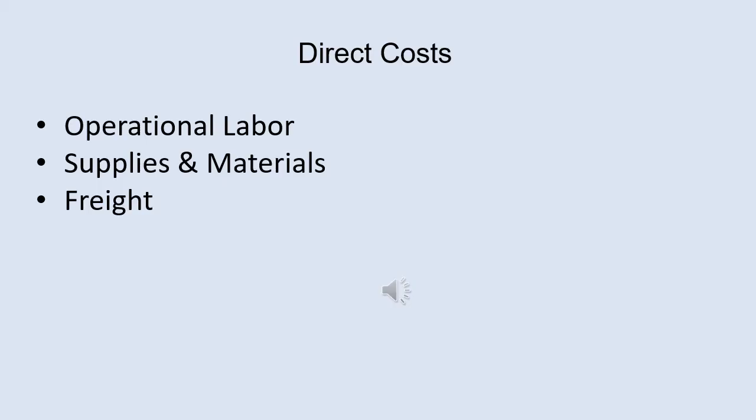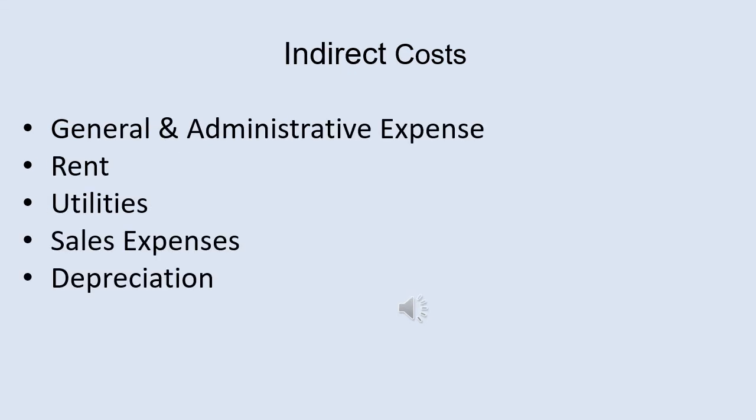Costs that can be easily and accurately traced to a cost object are known as direct costs. Some examples are operational labor, supplies and material, and freight. When you think about a direct cost, it's anything that goes directly into making the good or service that you're selling. An indirect cost, on the other hand, is hard to allocate to a specific unit or product.